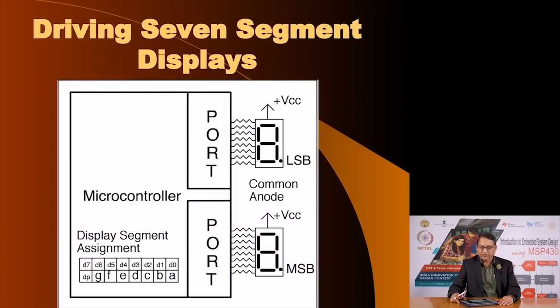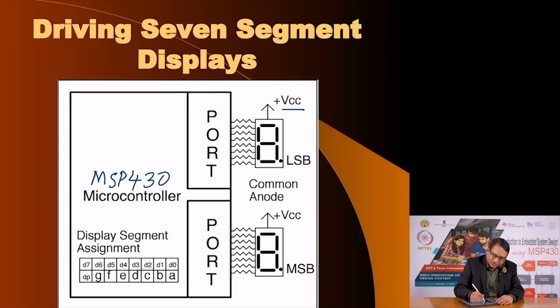The second method would be to use common anode LEDs. Now, here the anodes are common, therefore, it is connected to VCC, and the cathodes are the segments A, B up to DP, they are connected to port pins. This is your MSP 430 microcontroller, and here the calculations will be the same as we saw. This is low side control, and so the resistor value will be equal to VCC minus VLED minus VOL divided by the current that you require.